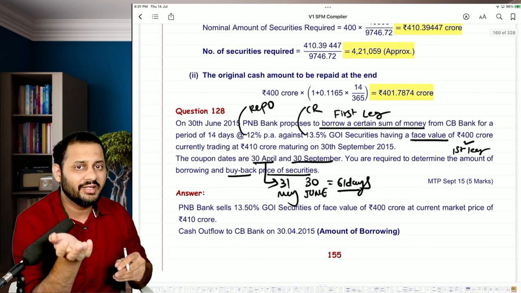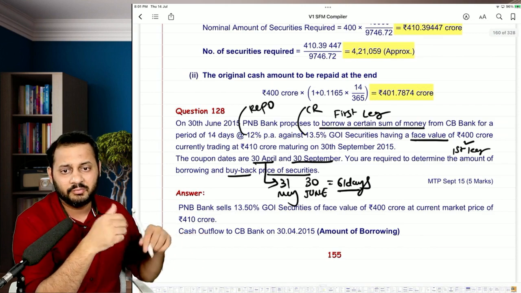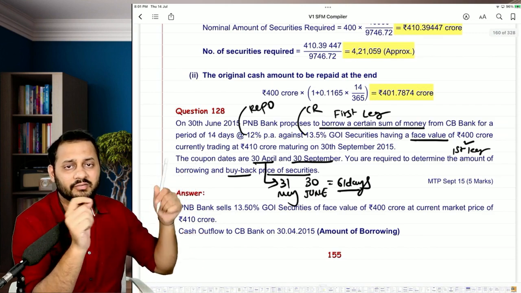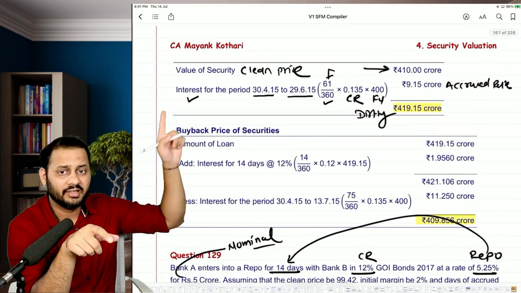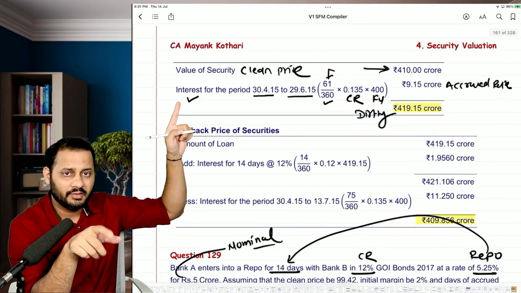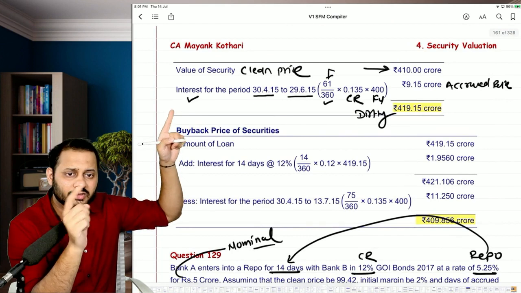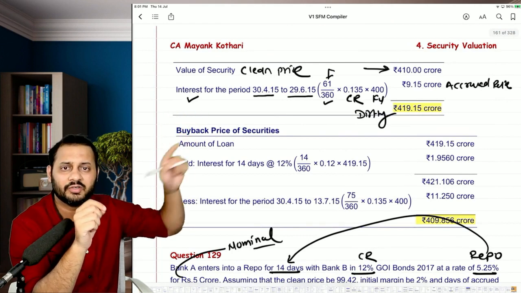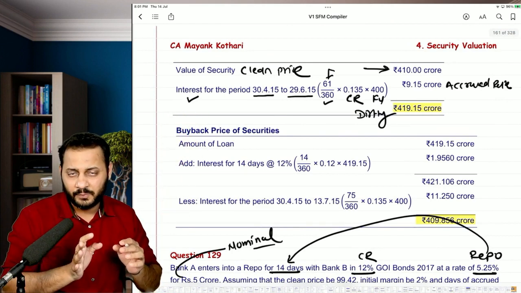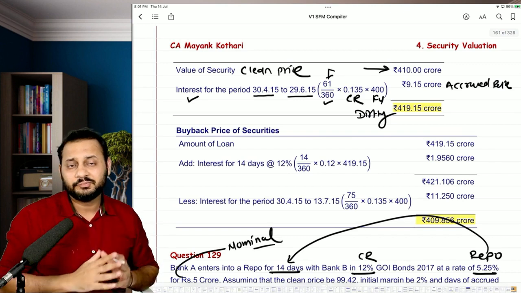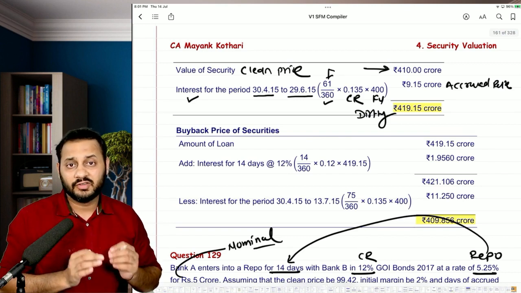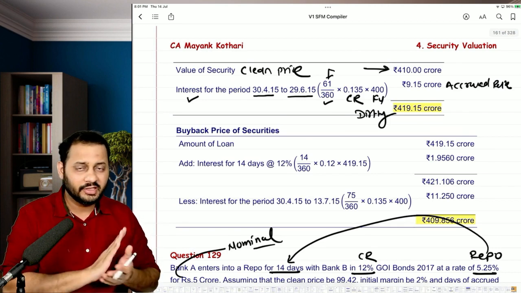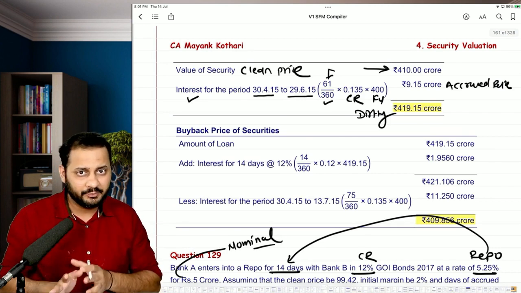Normally it always is on the dirty price, but in this question they have taken this market value on the clean price. That's the main reason we have added interest separately. Otherwise there was no need. So 419.15 crore is something that you will take. Okay, this is your first leg. There is no haircut, there is no initial margin which has to be kept aside.